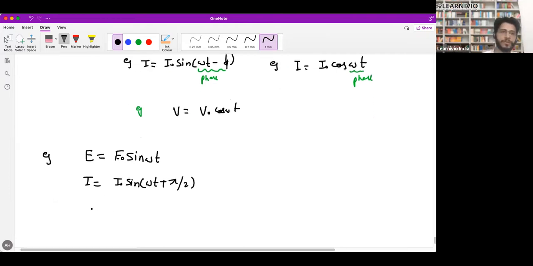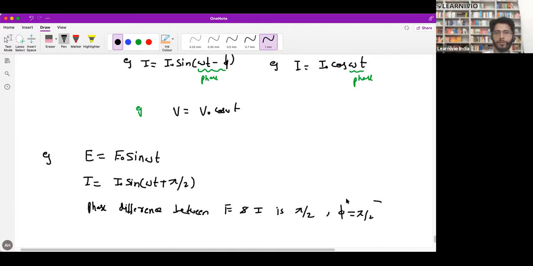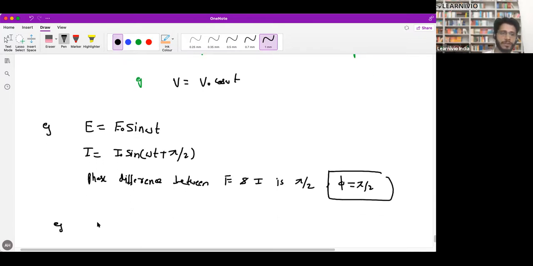So this difference we call phase difference. So the phase difference between E and I is pi by 2. Sometimes we represent phase difference by phi. So phase difference is pi by 2. I can write this as phi is pi by 2. Phase difference is just an angle, the difference in phases. Let's take another example.